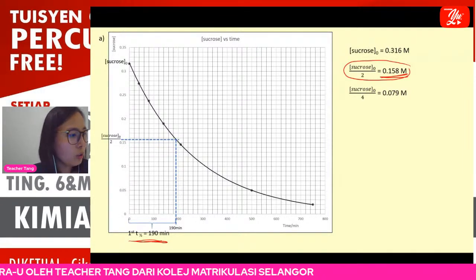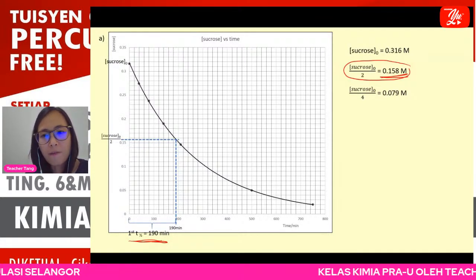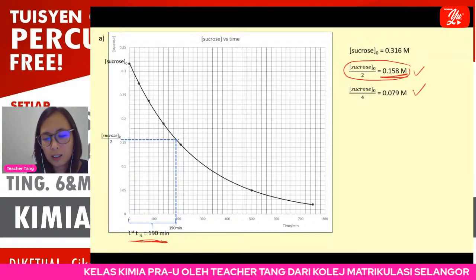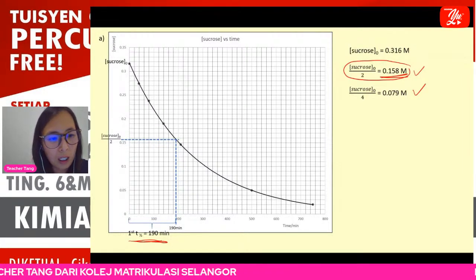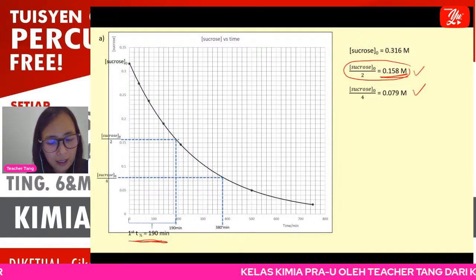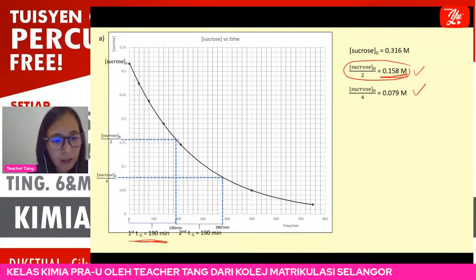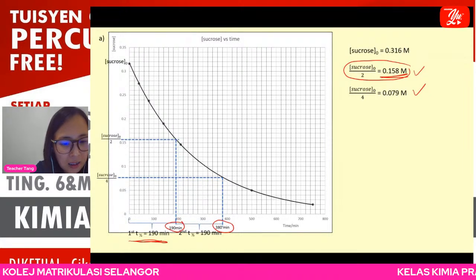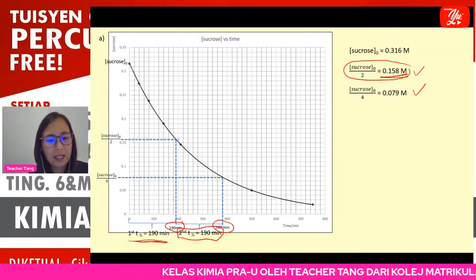And then we deduce the second half-life. In order to deduce the second half-life, we need to divide the half concentration by 2 again to give us the quarter concentration equal to 0.079 molar. And from the graph, 0.079 molar is at the time 380 minutes. To deduce the second half-life, we take 380 minutes and minus 190 minutes to give us the second half-life, which is equal to 190 minutes.